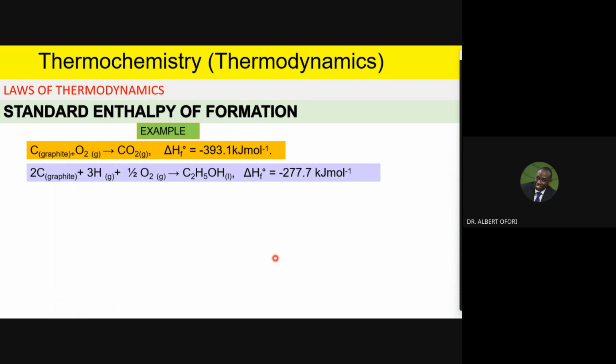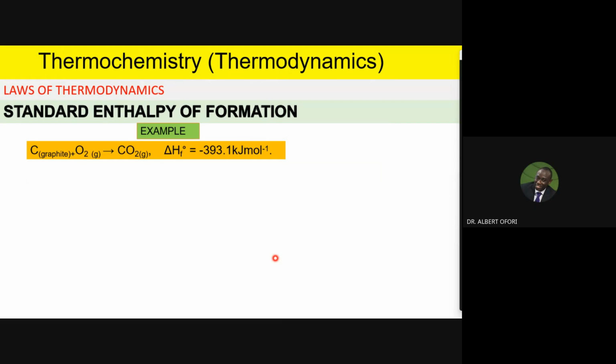Now let's look at this example. When I say formation, it's basically like saying synthesis. So we are producing one compound, a target compound. For example, the enthalpy of formation for carbon dioxide. The standard enthalpy of formation for carbon dioxide is given as this.